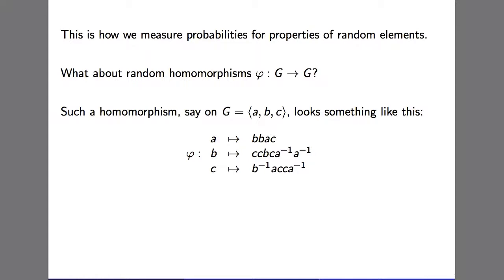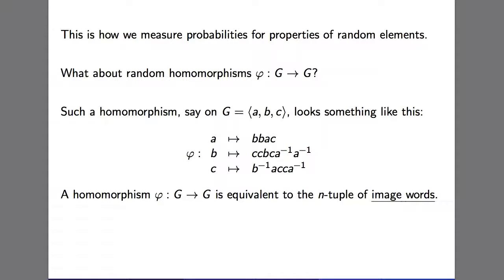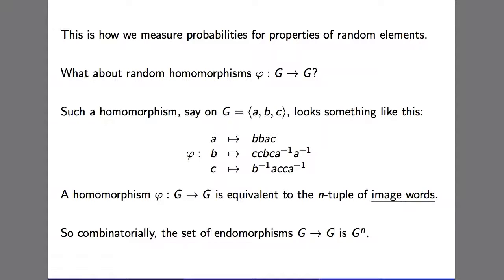So what about homomorphisms? Well, a homomorphism, like I wrote before, I'm going to write examples of homomorphisms. They look something like this. This is for the group on 3 generators. If you want to choose a homomorphism, it's equivalent to simply choosing these 3 words. These are the images of the 3 generators. And so a homomorphism is equivalent to the n-tuple of the image words, the image of each generator. So in this case, this is 3 words that you have to choose to make a homomorphism on the group of 3 generators. So combinatorially, the set of endomorphisms, G to G, is actually just G to the power n, the product of G n times.